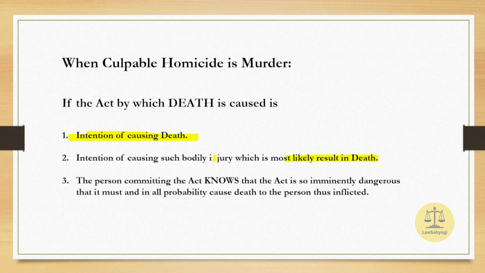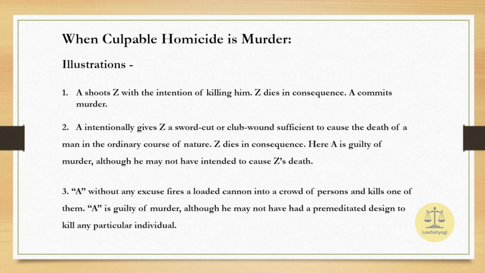And third, the person committing the offense, the offender, has to have the knowledge of the fact that the action he is going to perform is so dangerous that in all probability the result of the action will ultimately be death of the person upon whom the injury is inflicted. Now we come to the illustration part that will clarify when culpable homicide can be considered as murder.